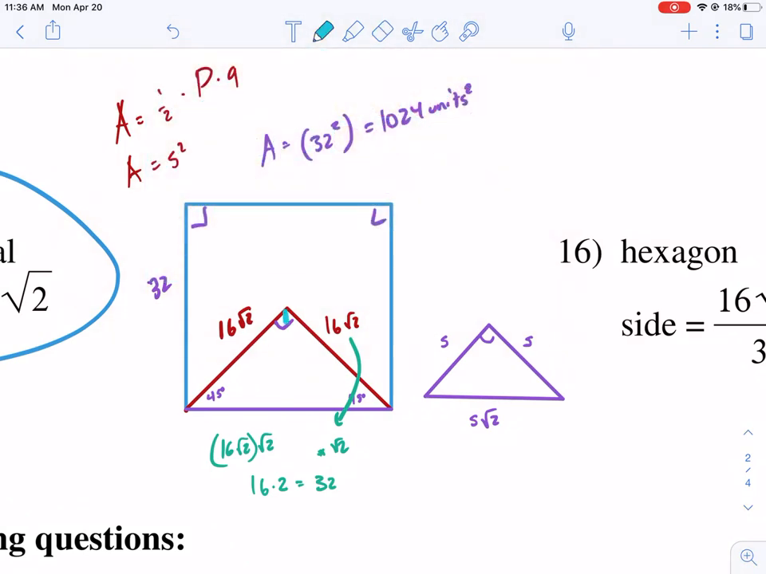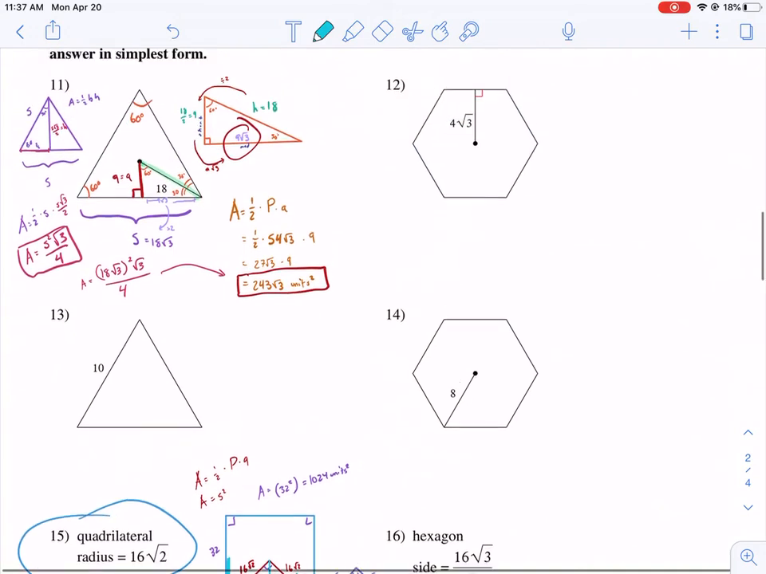If you want to find the apothem of a square, I'm not going to stop you, but just know that it is this distance here, which is half the side length. So half the length of the side of the square, this distance right here. So this is going to be 16. For a square, the apothem is always half the side length. So that's 16.